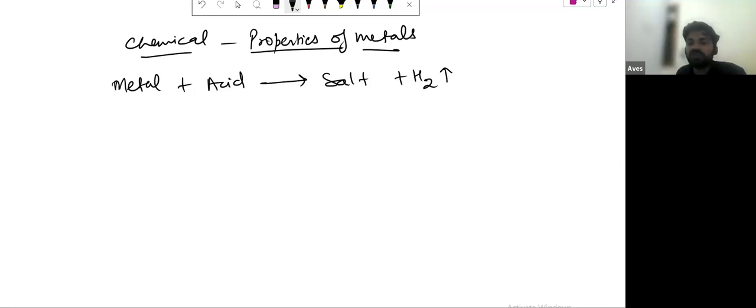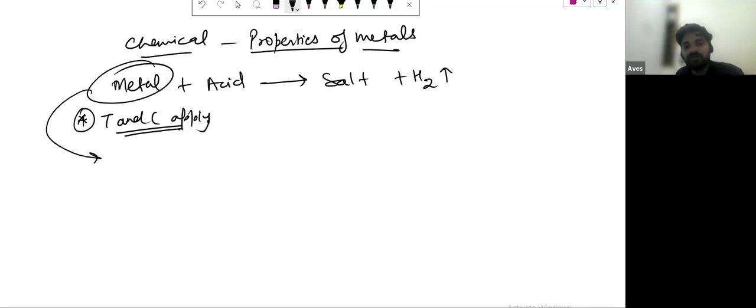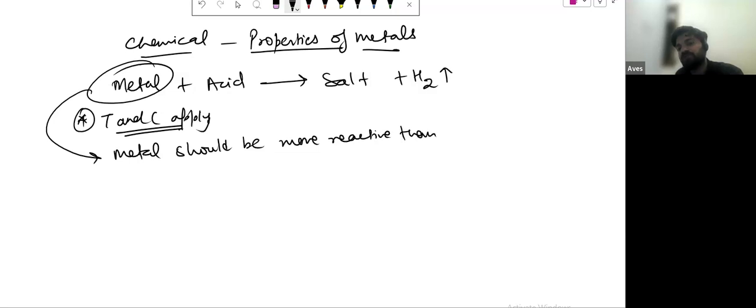But this is not true for all metals. There is a star, terms and conditions apply. What are these terms and conditions? That the metal should be more reactive than hydrogen in the reactivity series.